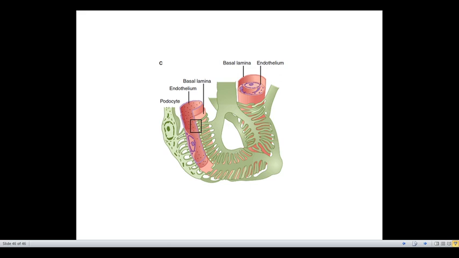Now have a good look at this figure and note how the podocytes form filtration slits on the basal lamina and the relation of the basal lamina to the capillary endothelium.